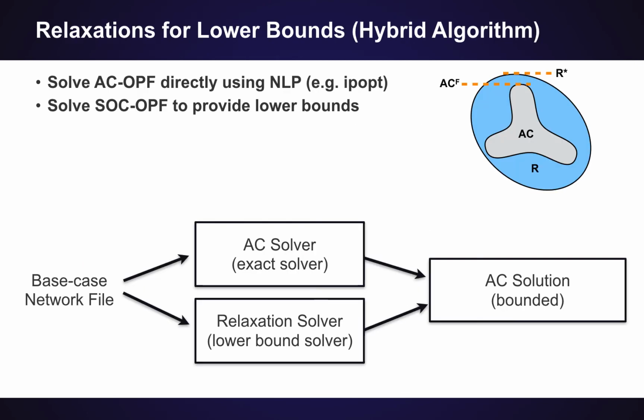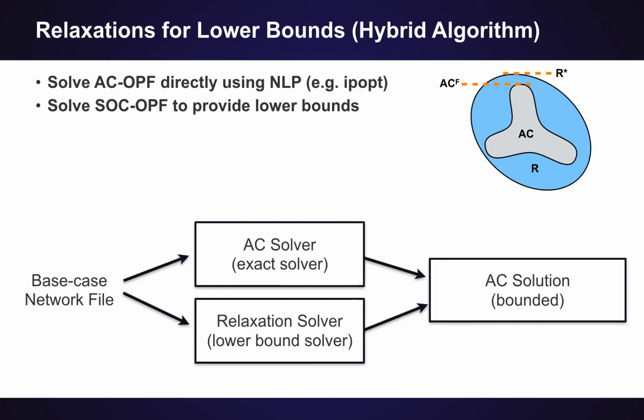So I'll go through a couple of standard algorithms that you might build using relaxations. We talked about the benefits of standalone or hybrid algorithms. We've also talked in these lectures about finding an AC feasible solution and also finding a relaxed solution, and then comparing them to generate an optimality gap. So this type of workflow is very common.